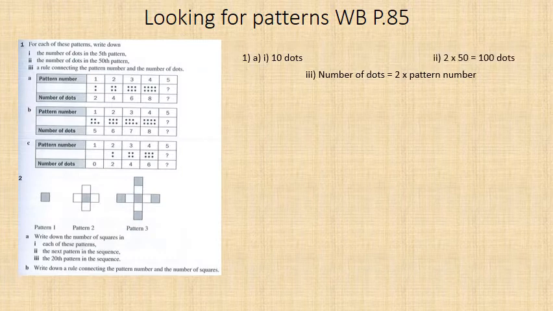Let's go for B. Here is pattern number 1. The number of dots is 5, 6, 7, 8. I'm just trying to find the pattern with you. I can see that the number of dots increases with the pattern number. So I will try to multiply. 1 times 5 equals 5.